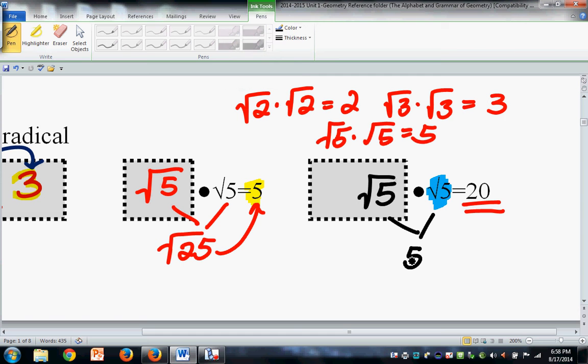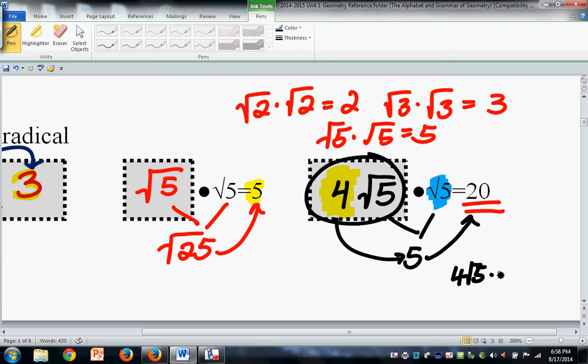But root 5 times root 5 only gives us 5. So the next thing you need to do is ask yourself, what times 5 is 20? So the answer is 4 root 5. What goes in this box is 4 root 5. So 4 root 5 times root 5 equals 4 times 5, which is 20. There's your check.